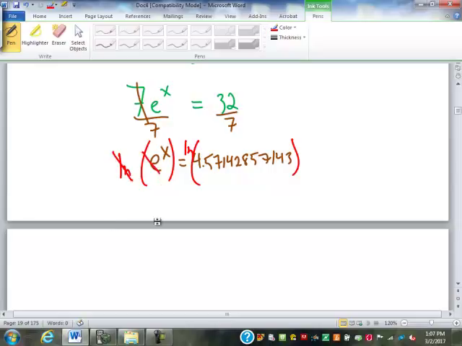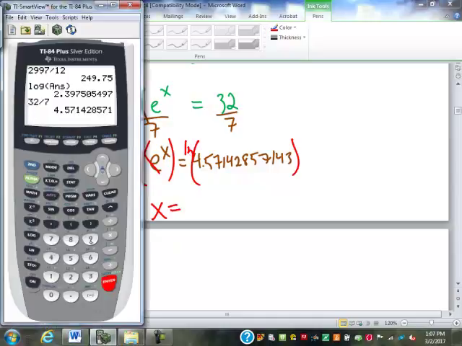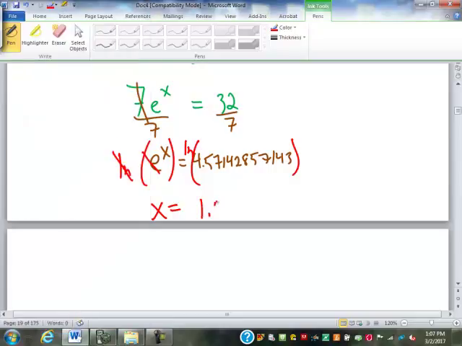So the ln and the e cancel out. X equals, we have to do ln of that. So I'm going to do ln, and again, second answer to tell the calculator to use that previous answer. It equals, I get 1.5198. So x is 1.5198.